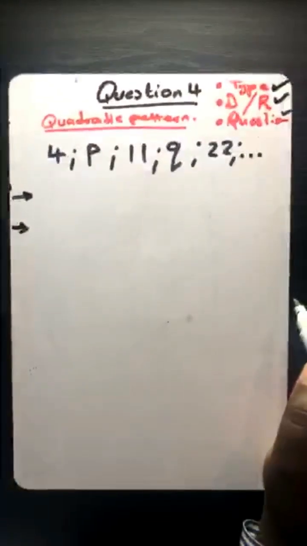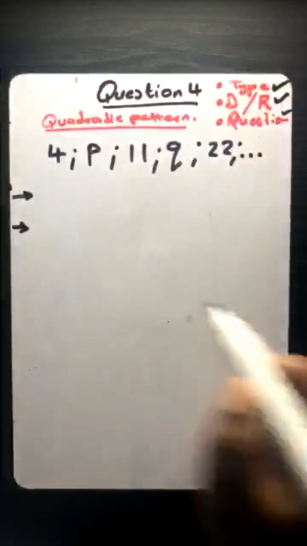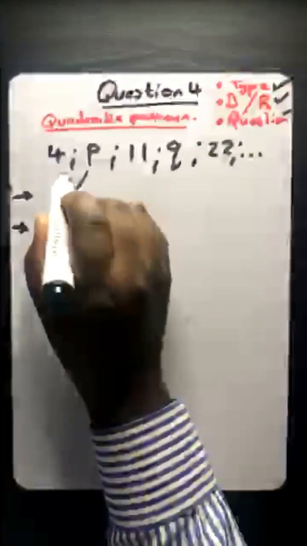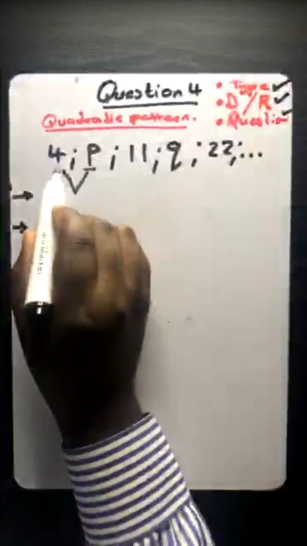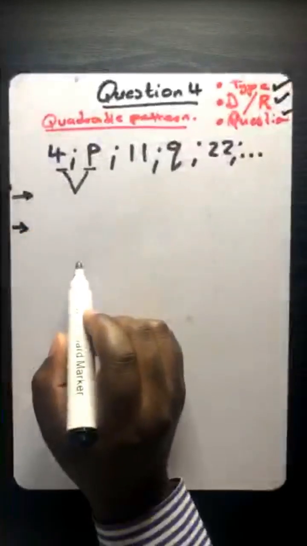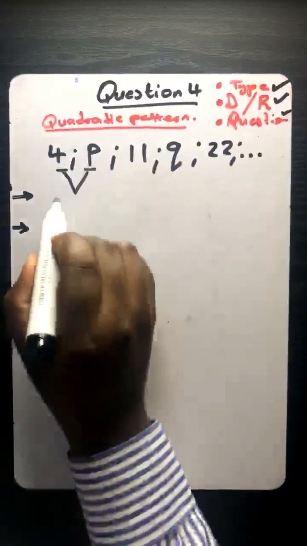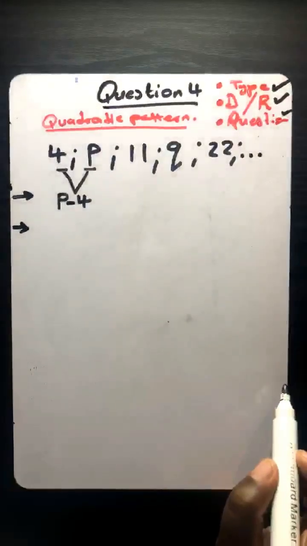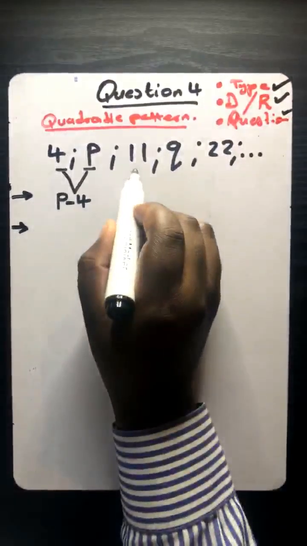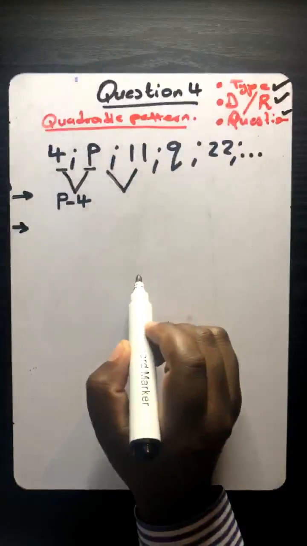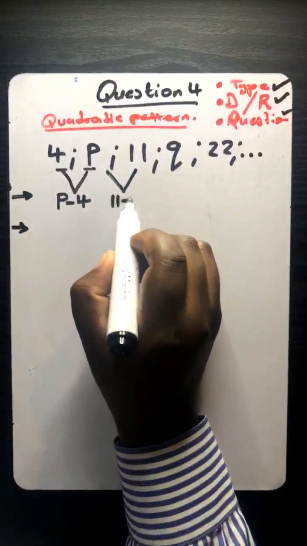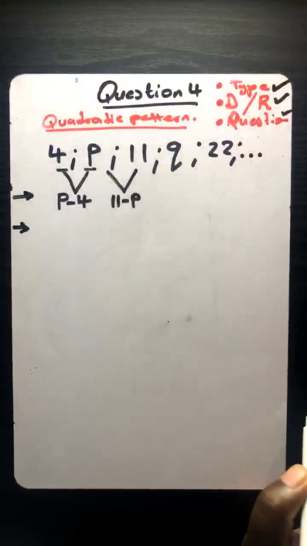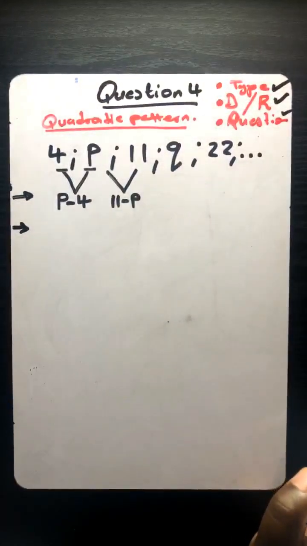So let's see, what are we having as our first difference? Remember, in this case, we are dealing with letters. We do know very well that it is the second term minus the previous term. You can't punch P on a calculator, that is why you are just going to write it as P minus 4. Again, you are going to have 11 minus that, so it's actually 11 minus P. You also can't punch that on a calculator, so I'm just going to leave it as it is.